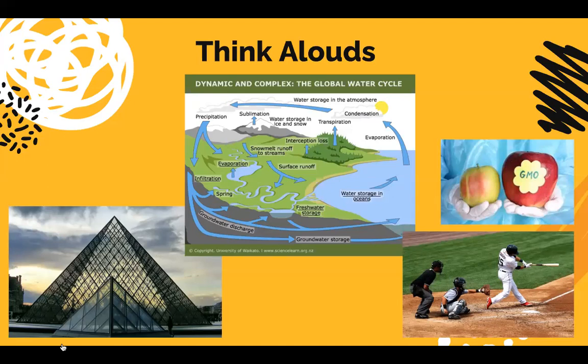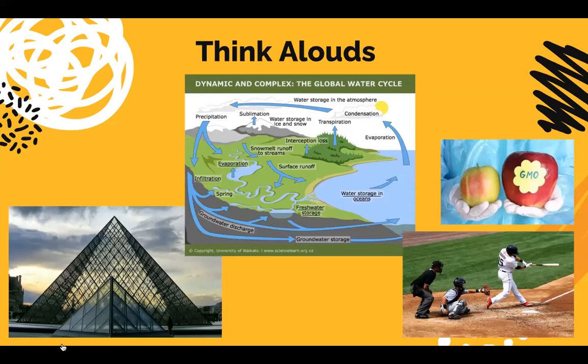If you look at the two apples to the right, one is a genetically modified apple and the other one is organic. Certainly, there are quite a few differences that you can point out. And when you are doing a think aloud, I see this, I'm wondering why. Again, you can do something very similar with the pyramid shaped structure in the bottom left-hand corner.